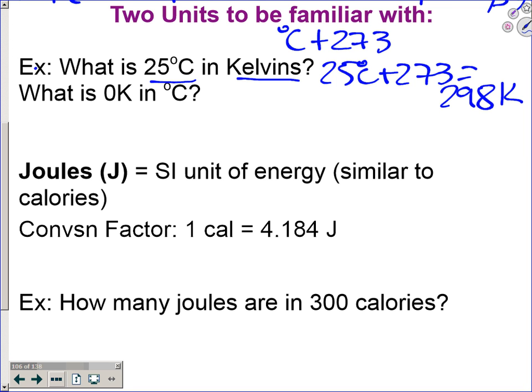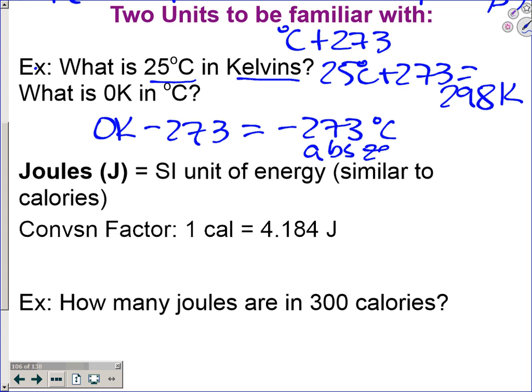Subtract what? 273. So if I have 0 Kelvin and I subtract 273, what is that in Celsius? Negative 273 Celsius. And this is actually absolute 0.